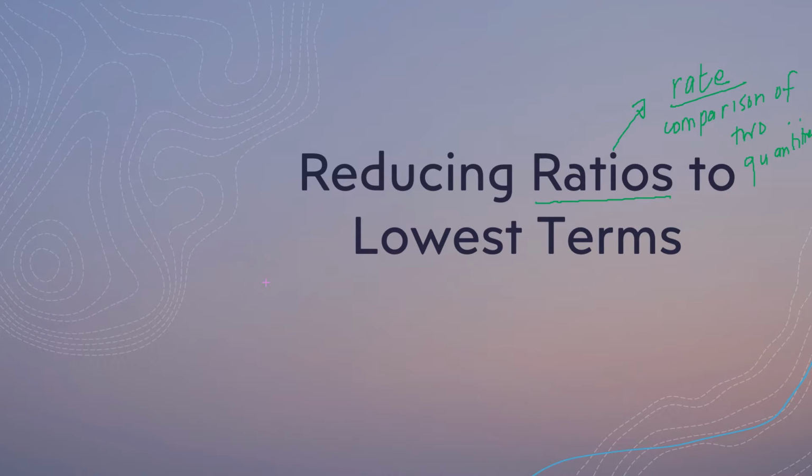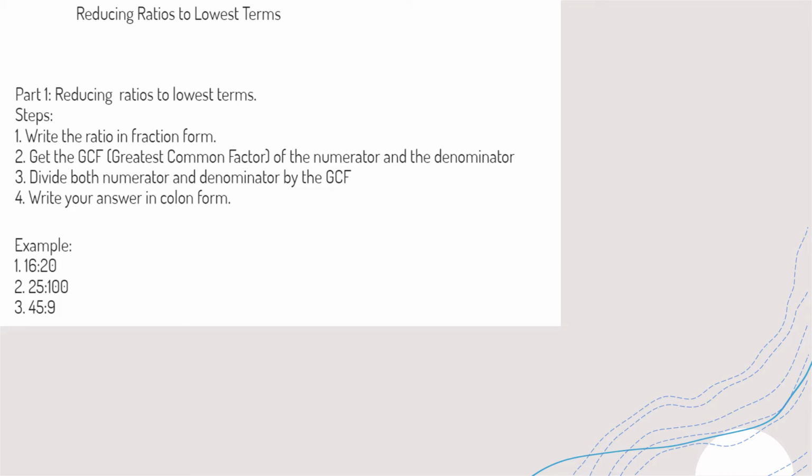And so, how do we now express ratios to lowest terms? In order for us to reduce ratios to lowest terms, first, you write the ratio in fraction form. Afterwards, you get the GCF, or the greatest common factor, of the numerator and the denominator. Once you have done that, you divide both the numerator and denominator by the GCF, and then write your answer back in column form. So I have here 3 examples that we will be reducing to lowest terms.